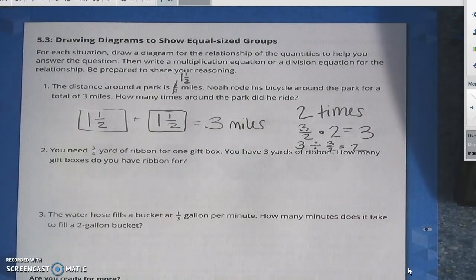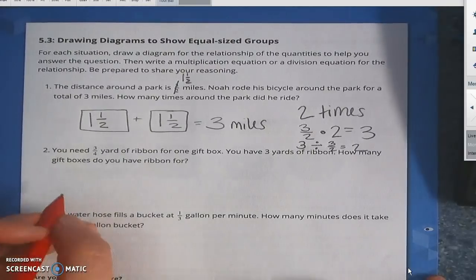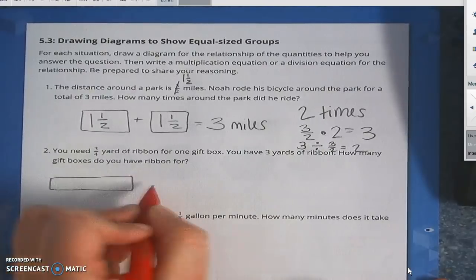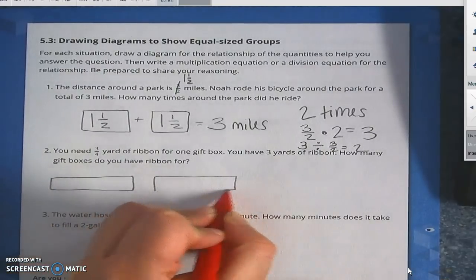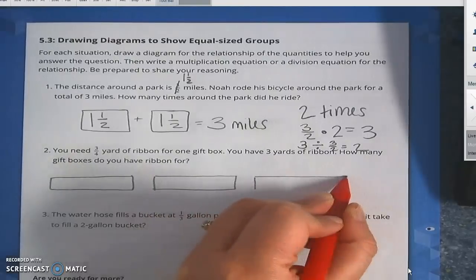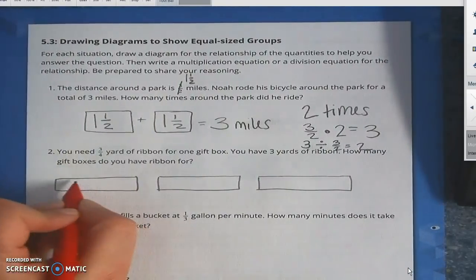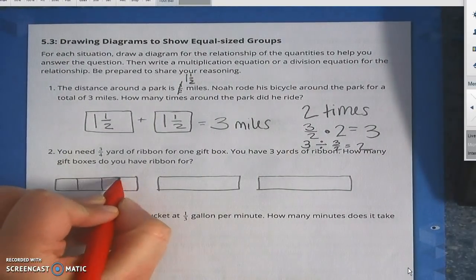Number 2, you need 3/4 of a yard of ribbon for 1 gift box. You have 3 yards of ribbon. How many gift boxes do you have ribbon for? Okay, I'm going to draw out my 3 yards. 1, 2, 3 yards. And I want them split up into fourths because I'm dealing with 3/4 of a yard. So I'm going to split each one up into 4 pieces.